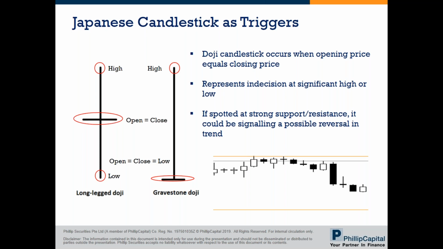So in this diagram over here at the bottom right hand corner, you can see a chart. I've marked out the support and resistance in orange horizontal lines, right? And we spot a doji, a long-legged doji resting at the resistance. So what happened subsequently was that price started to move lower.